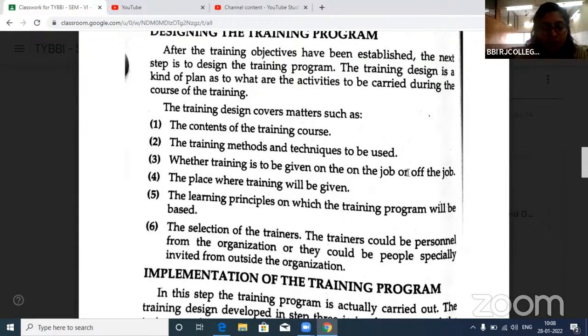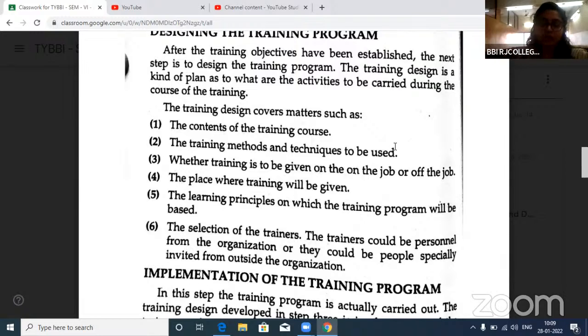What do you mean by on the job and off the job? On the job means while doing your job. Suppose your job is from 8 o'clock in the morning till 6 o'clock in the evening. During those given number of hours, you will be given a training. Off the job training means after the job, not in the office, but somewhere outside of the job.